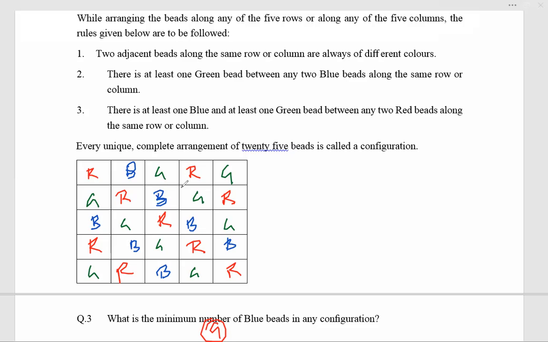Between these two reds, one, two minimum pair. Between these two reds, one, two minimum pair. So four blues must be there. One blue must be after this. One blue must be here. Green signs. 1, 2, 3, 4, 5, 6, 7, 8, 9. Minimum number of beads.